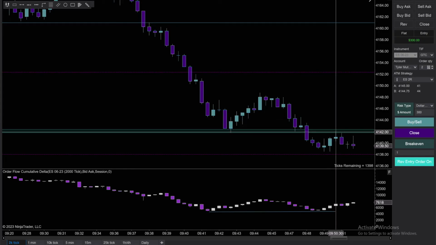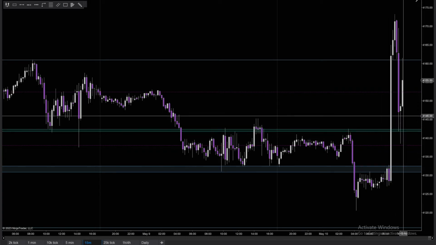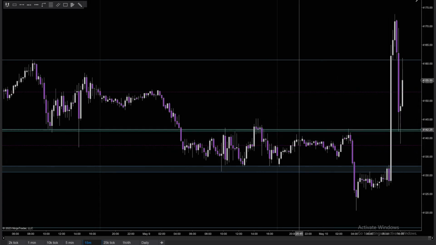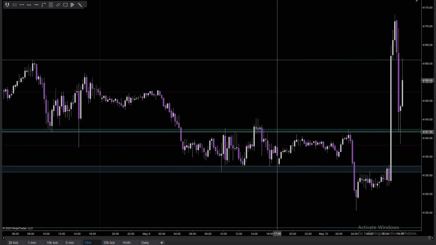Now, again, I'm not looking for shorts here. Why? Because look at where we are on this 15-minute chart. We were just coming in to this area. Why would you want to short into that? You've got this high volume, so I'm just not thinking shorts at this point. I'm thinking the hourly is still bullish, the 15 is still bullish. I'm looking for longs at this area.